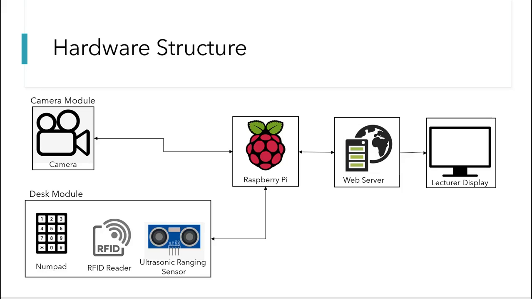The hardware structure hasn't changed since the first presentation video. We have the camera module, which will connect to the Raspberry Pi, the desk module, which has the numpad, the RFID reader, and the ultrasonic ranging sensor, which will be at every desk. The web server and the lecture display both connect to the Raspberry Pi as well.